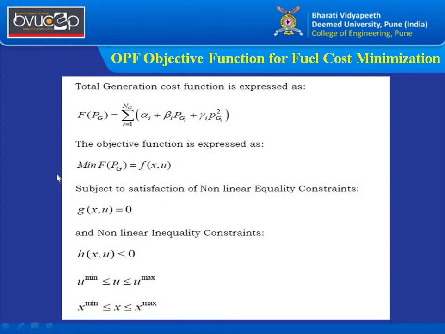So the non-linear equality constraint is going to be g(x, u) = 0. So g is the function we are defining for equality constraints. Similarly, h is the function we are defining for non-linear inequality constraints, which can be less than or equal to 0, because we are opting for minimization. If suppose we have an objective of maximizing the function, this inequality constraint would be h(x, u) greater than or equal to 0.